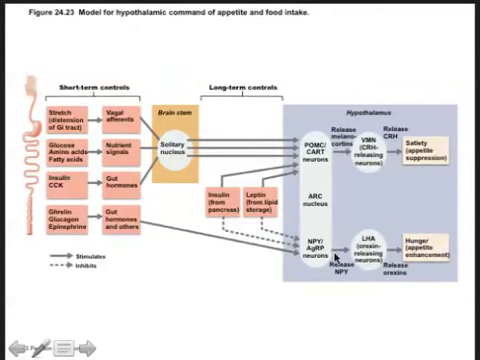The neuropeptide Y and AGRP secreting neurons target the LHA orexin releasing neurons, and this is an appetite enhancer. Okay, so these orexins basically make you hungry. And again, a lot of this comes from animal models, so take it with a grain of salt.